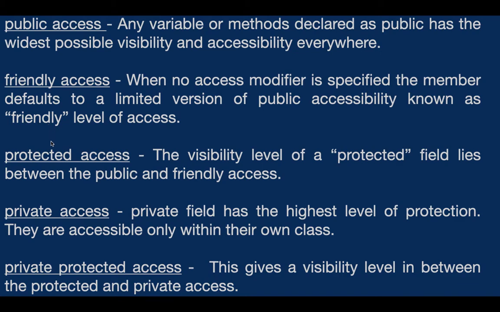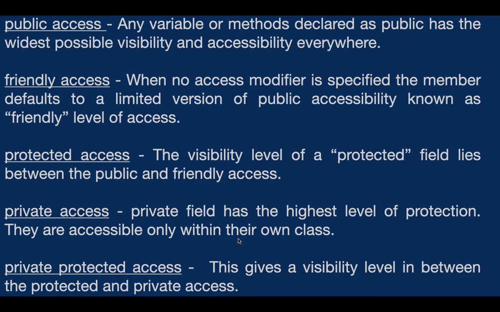Now, the next is protected access. The visibility level of a protected field lies between public and friendly access. So it is less than public but more than friendly. So it lies between them. Now, the next is private. As its name suggests, this field has the highest level of protection, or it is very much restricted, and such members are only accessible within the class where they have been declared.